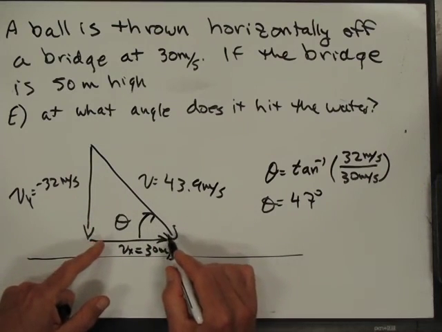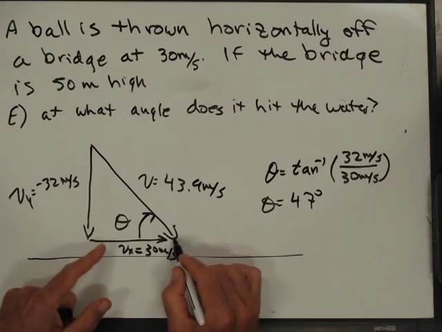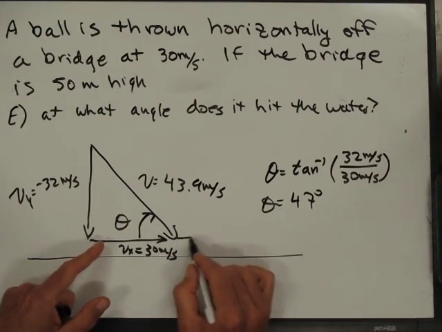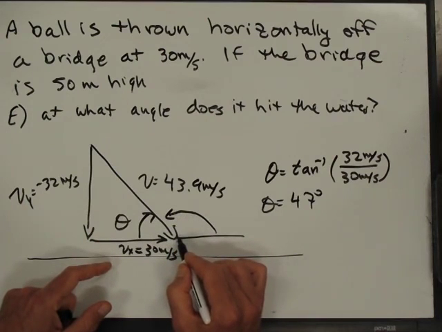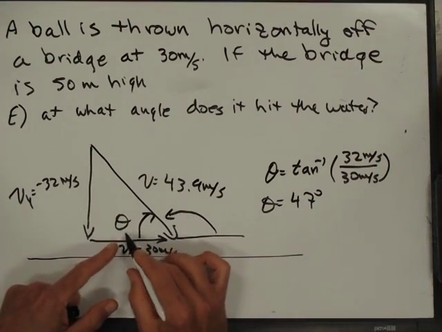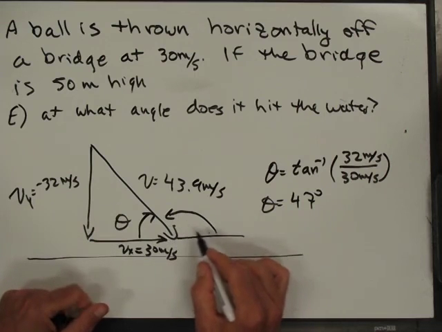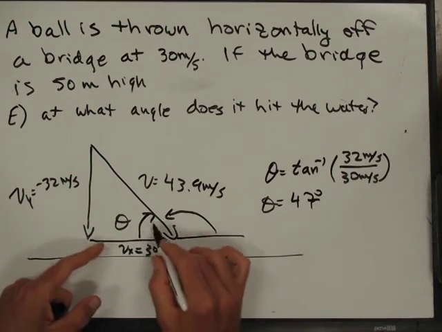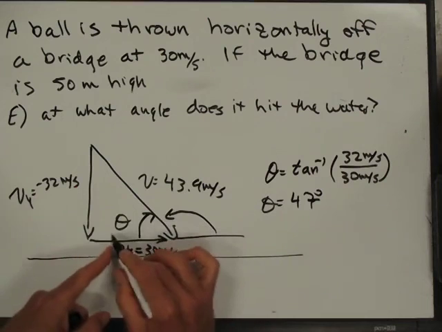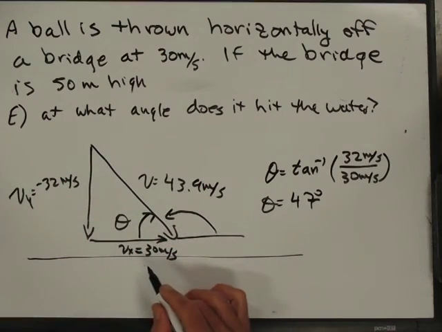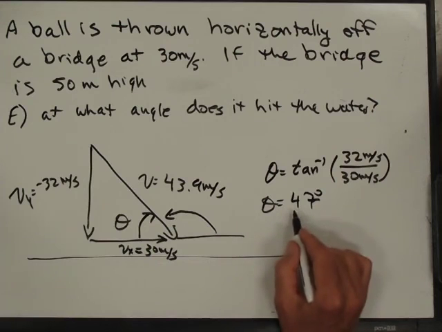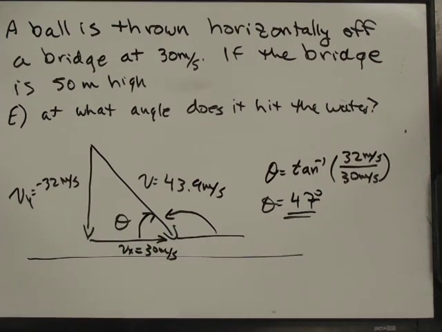Often in a problem, they'll want the angle relative to some particular direction, and so you might have to calculate this angle. The problem might ask you for this angle or something like that, and so you would have to subtract theta from 180. But if I'm not asked, I just take the absolute value of all the sides of the triangle, and then I use them to evaluate whatever angle I'm interested in. And so this one hits with an angle of 47 degrees, traveling at 43.9 meters per second.